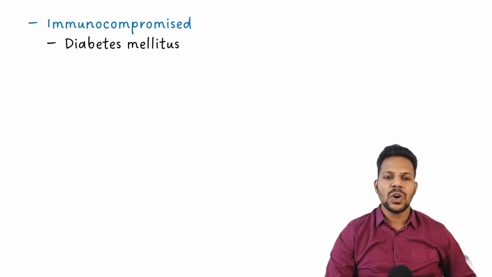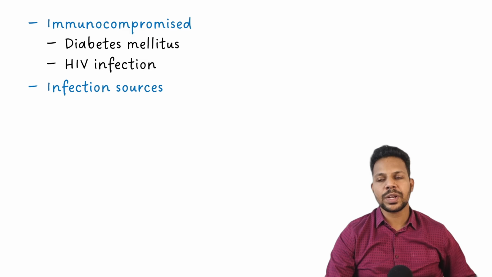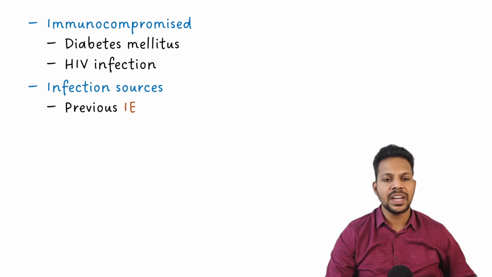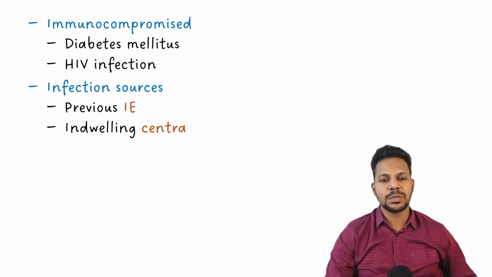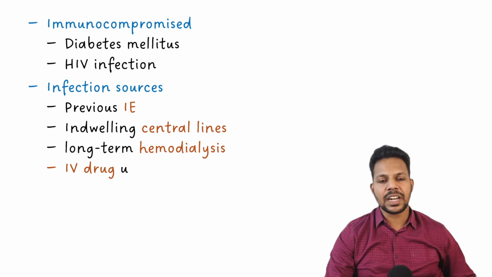Now, we also have the immunocompromised states of the patient. It could be because of diabetes or infection with HIV. And certain infection sources should also be present for the NBTE to transform into an infected vegetation, right? So, a previous infective endocarditis can be a source. Indwelling central lines for the patient if the patient is staying in an ICU for a longer time, long term hemodialysis, and intravenous drug abuse.